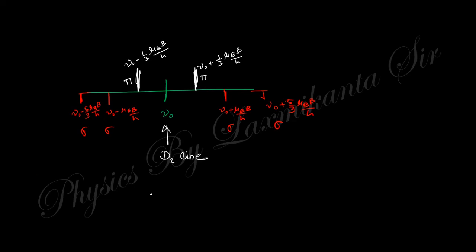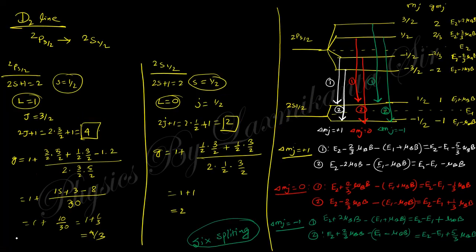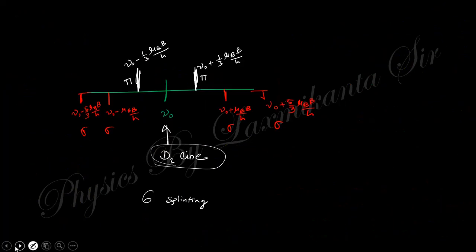So there are 6 components, 6 splittings, that actually arise in the D2 line, and in the D1 line there are 4 components. I think it is clear how to find this splitting. If there is any doubt, comment in the comment box. I have a homework for you. Just do this homework yourself and send me the line spectra.